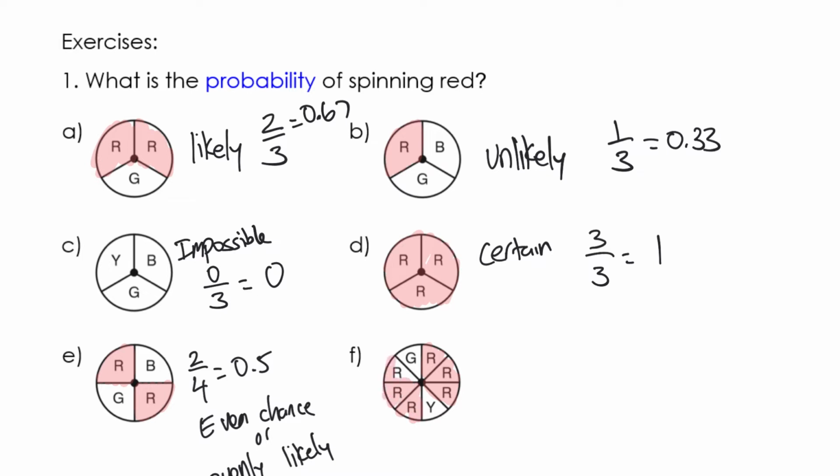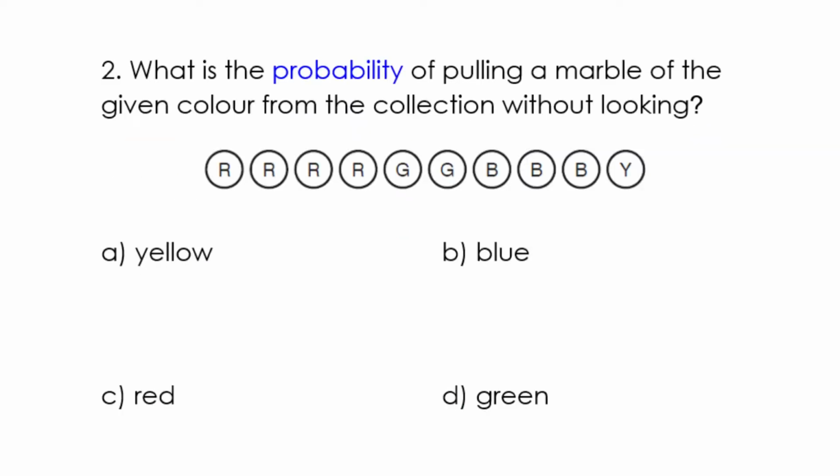Let's color this one. It's going to be a little messy because my Apple Pencil is not that fine. So there are 8 total sections in the spinner. 6 are red. That's 0.75, giving us a likelihood of likely, or that's the event, that's the probability.